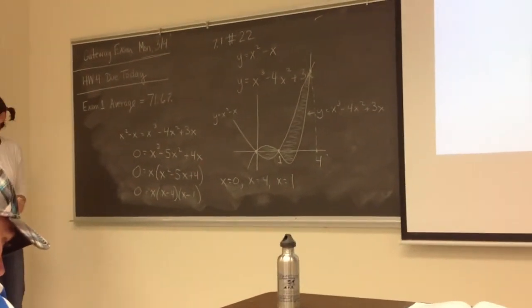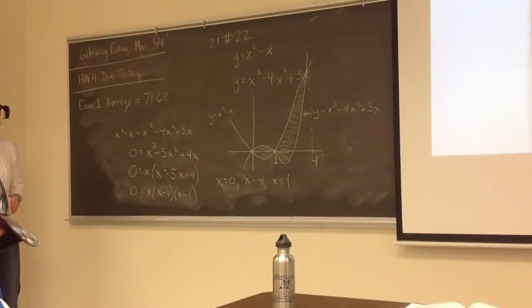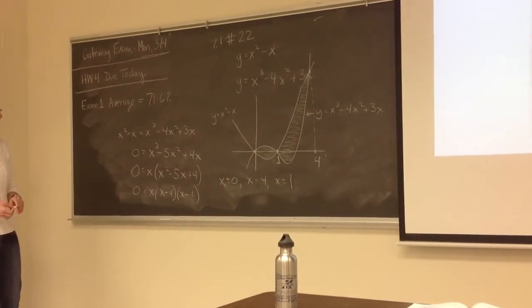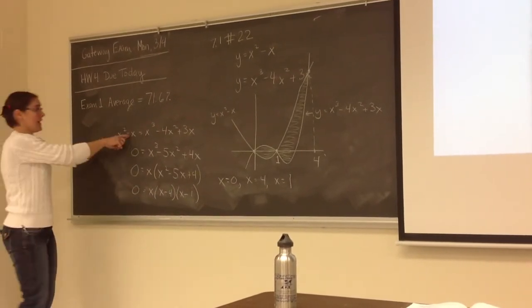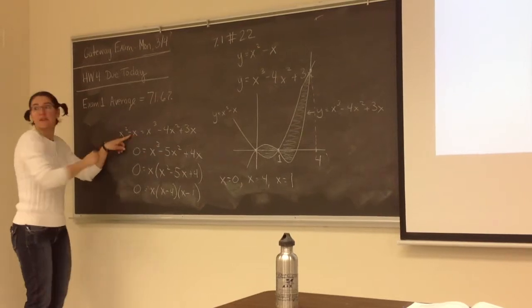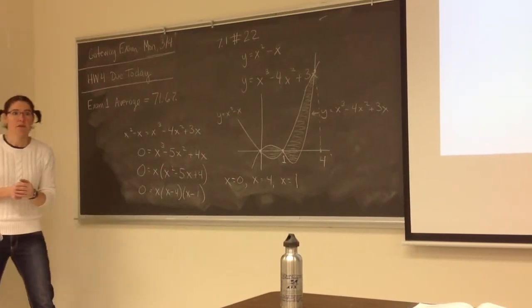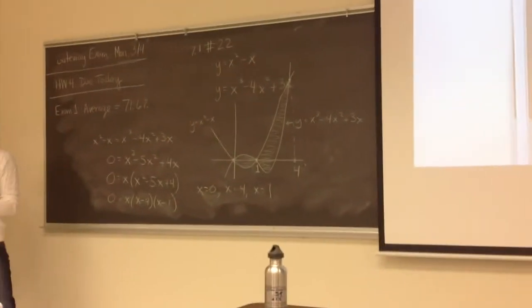Oh, sorry. It's minus 4x plus 3x, so why did it change to 4x? When I moved this over, I added it to the other side. Gotcha. Okay, other questions?